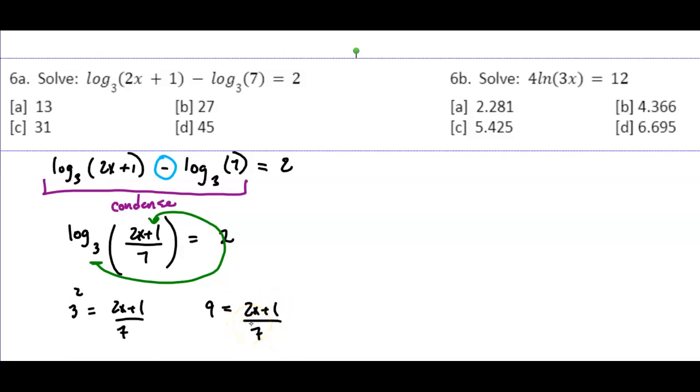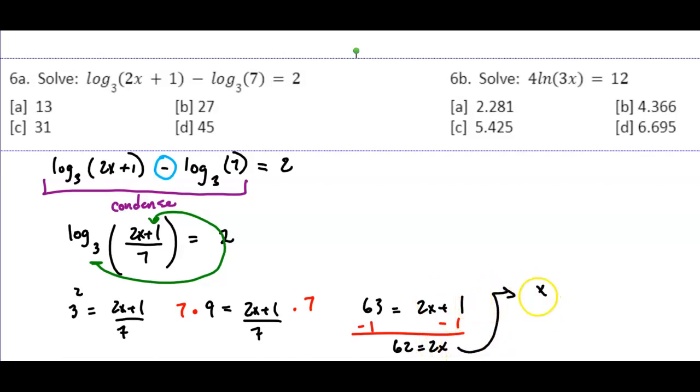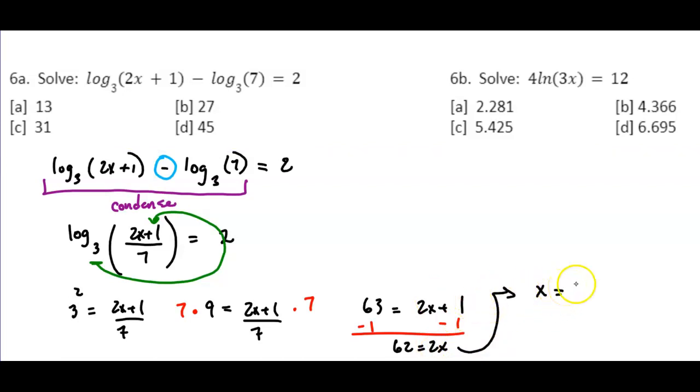We want to move that 7 from the denominator by multiplying both sides by 7. That's going to give me 63 equals 2x plus 1. Almost there. We're going to subtract 1 from both sides. That's going to give me 62 equals 2x, and then the last step is to divide by 2, and so x is equal to 31.